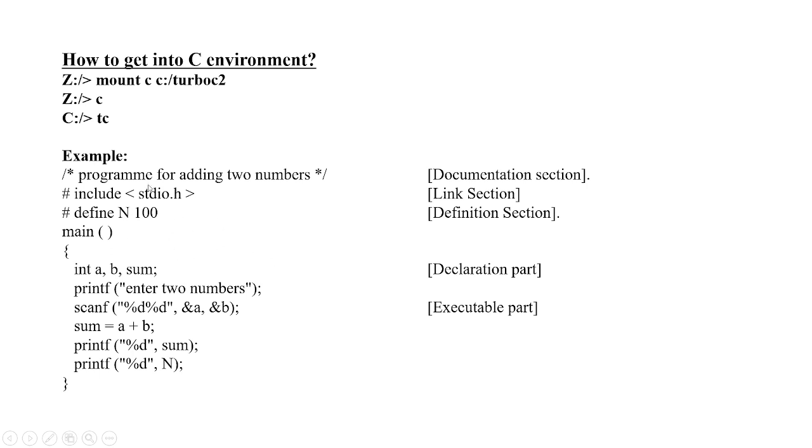See here, I have used a program to specify all the sections except the global declaration section and subprogram section. So I wrote the comment line, program for adding two numbers, which belongs to the documentation section, and then hash include stdio.h is the link section, and I have used a global symbolic constant, say n, and I have assigned 100 to it, and this belongs to the definition section. And I am not going for the global section because I am not using any global variable in my program. The main function has started, and within that this line comes under the declaration part, and all the remaining statements come under the execution part.